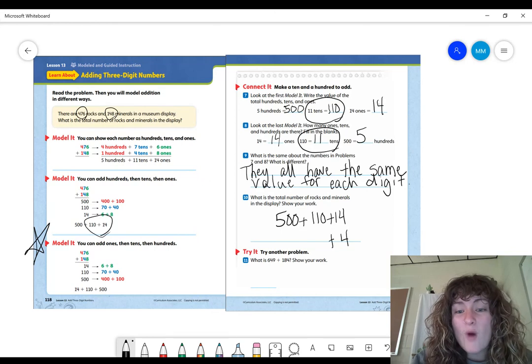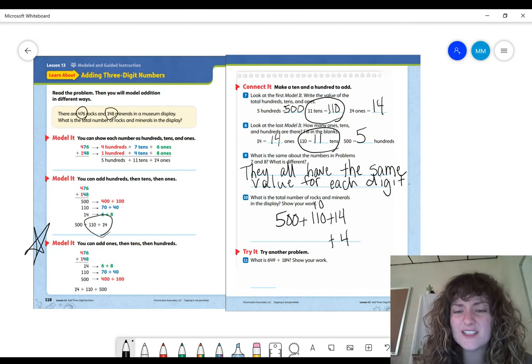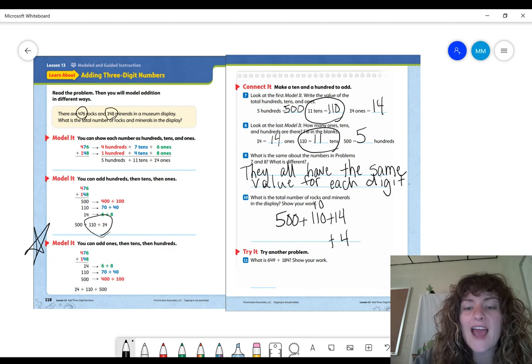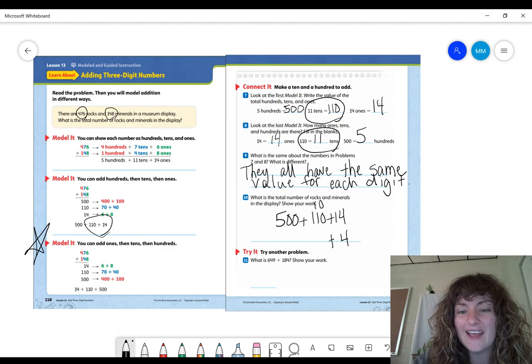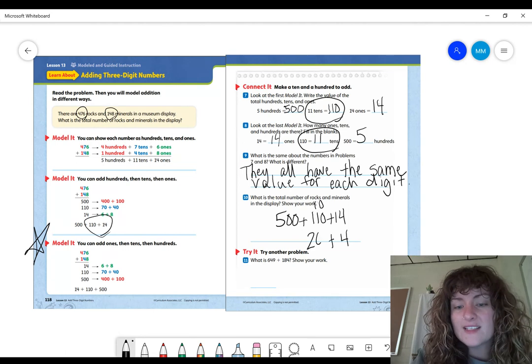But we have 110. So we're going to move our 10 to our tens place. But then when I go to my tens place, I have 100 in the tens place. We can't have 100 in the tens place. So we are going to add our tens together. So we have 10 plus 10. Do you see that, guys? We have 2 tens, which is the same as 20.